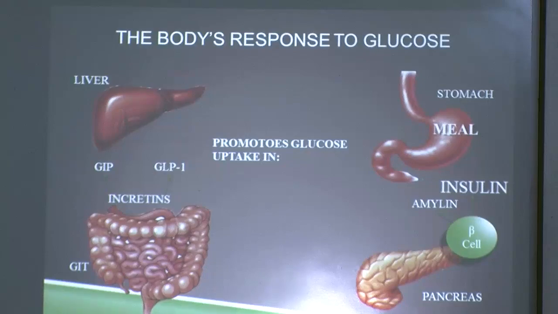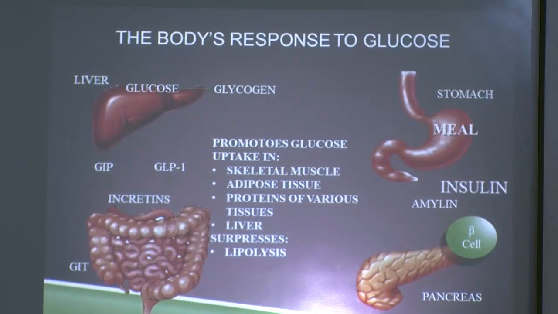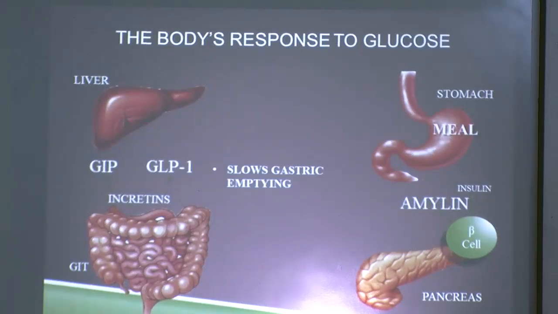So insulin is responsible for promoting the glucose uptake in skeletal muscle, adipose tissue, proteins of various tissues, and the liver. And the liver is responsible for changing glucose into glycogen and decreasing plasma blood glucose levels. And it also suppresses lipolysis. Amylin, GIP, and GLP-1 slow gastric emptying and promote satiety. This is a feeling of fullness.